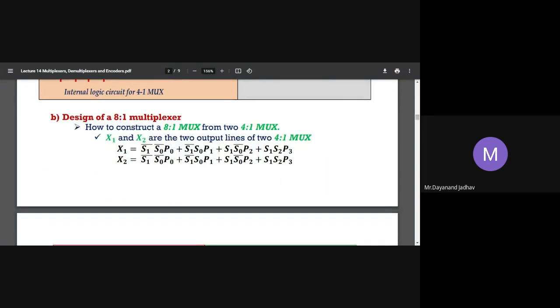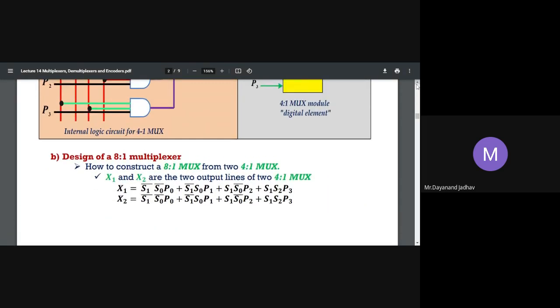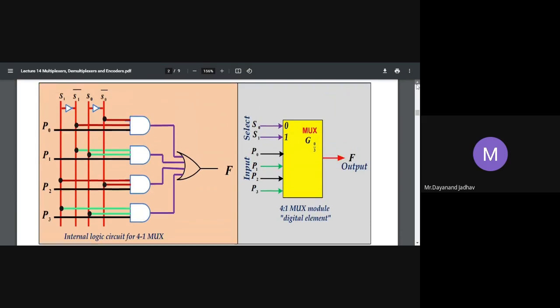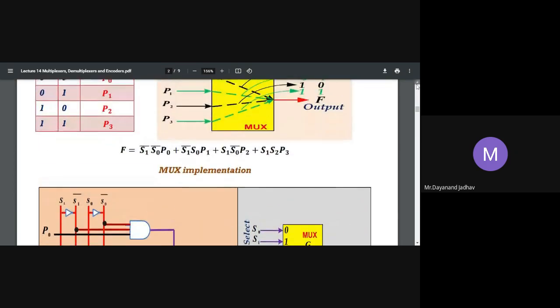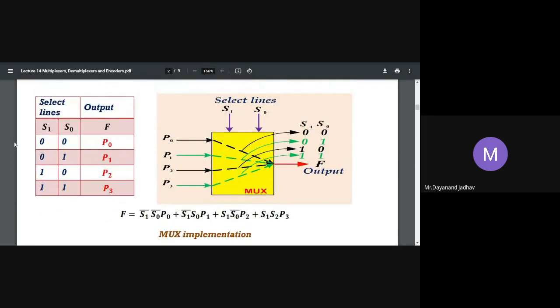Then draw the truth table with S0, S1 and the output F. Therefore, make a data selector circuit with select lines S0, S1 and inputs P0, P1, P2, P3. From the main inputs, only one is selected in the output. It is called a multiplexer.